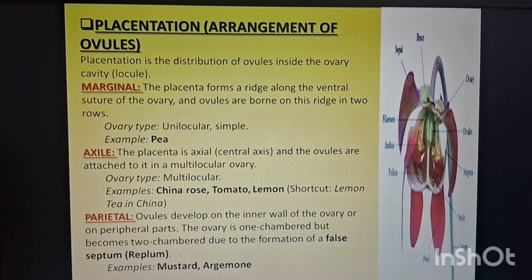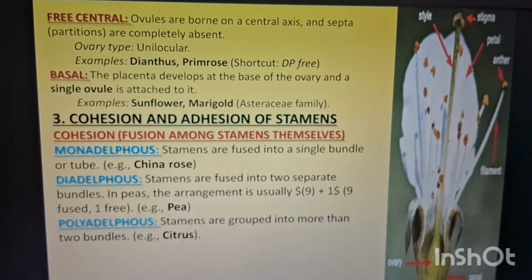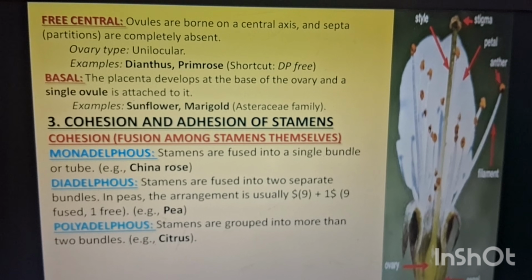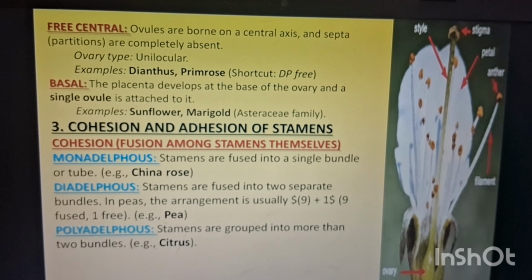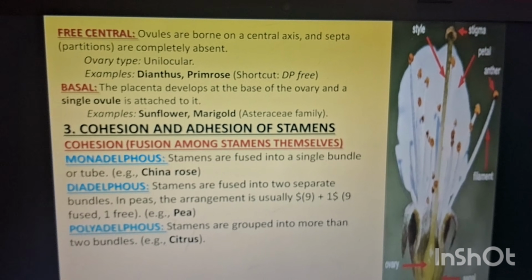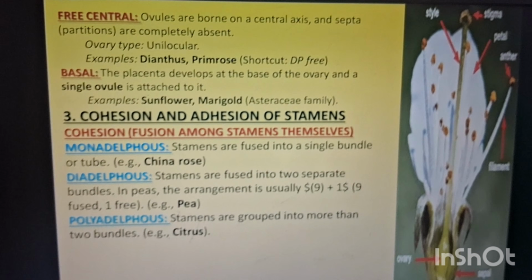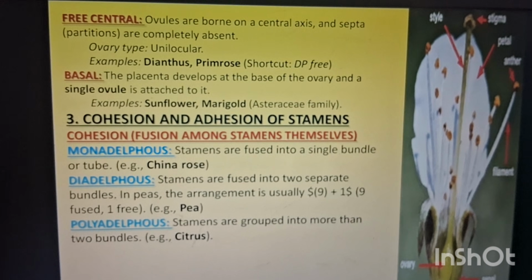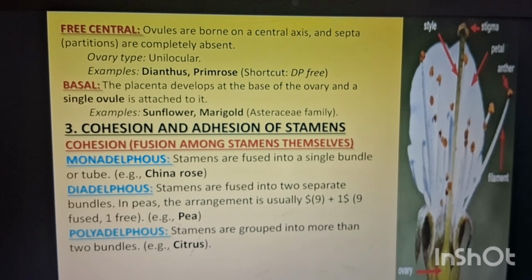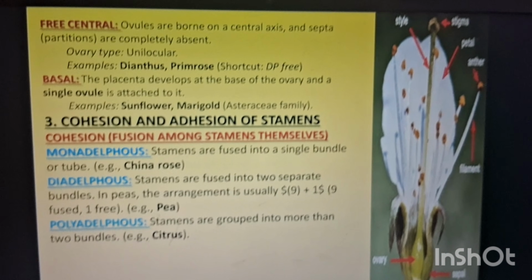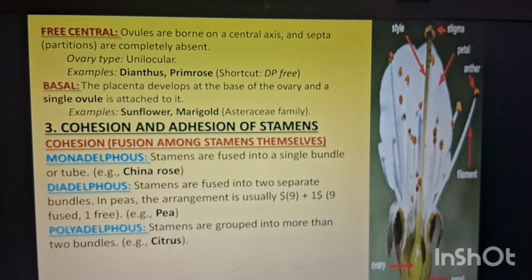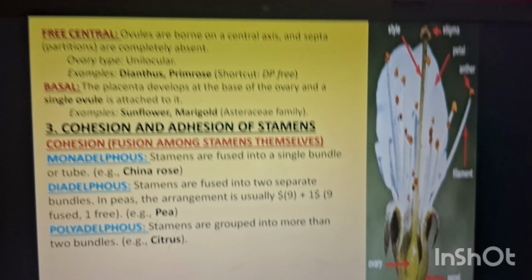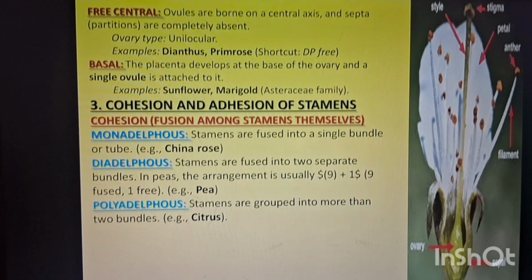Example mustard, argemone, etc. Next, free central type. Ovules are borne on a central axis and septa are completely absent. Ovary type is unilocular and examples are dianthus, primrose, etc. Basal type. The placenta develops at the base of the ovary and a single ovule is attached to it. Example sunflower, marigold, etc.